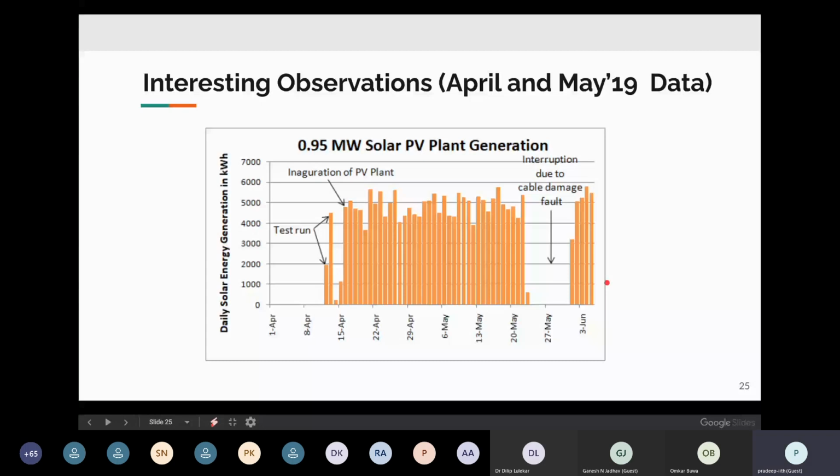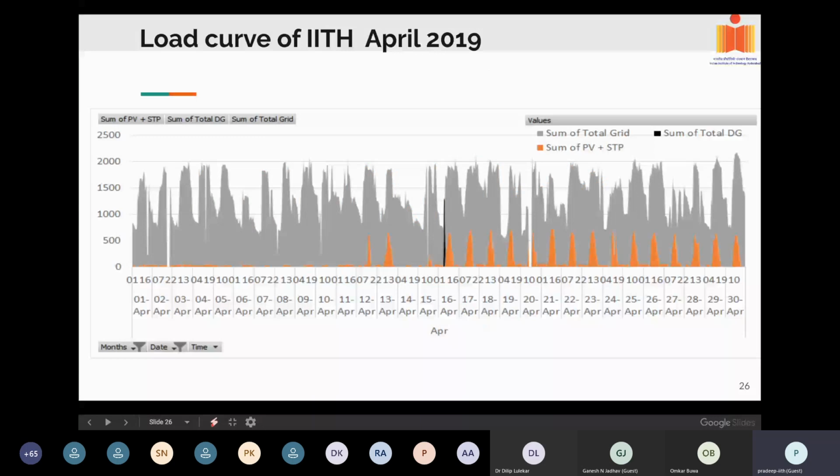Now, what we want to do is compare the total demand of IIT Hyderabad versus the solar generation. That's what you can see here. This is again the entire month of April 2019, 1st April to 30th April. First, we have a load curve. The gray one is the load, and the orange one is the solar generation.